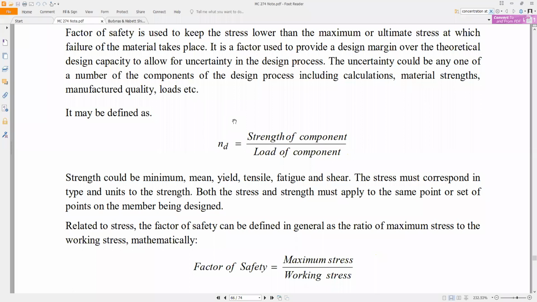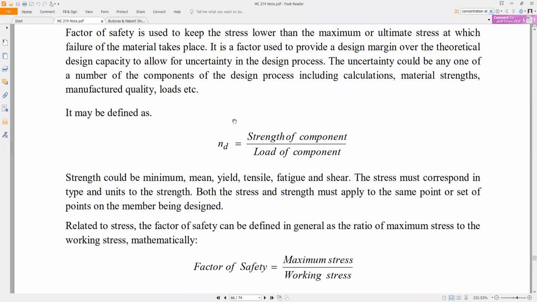Strength could be minimum, mean, yield, tensile, fatigue, and shear. Okay, and the stress must correspond in type and unit to the strength. So the stress buildup should correspond to the strength.